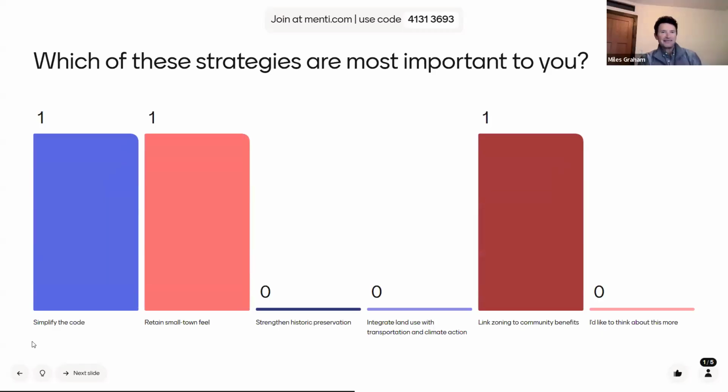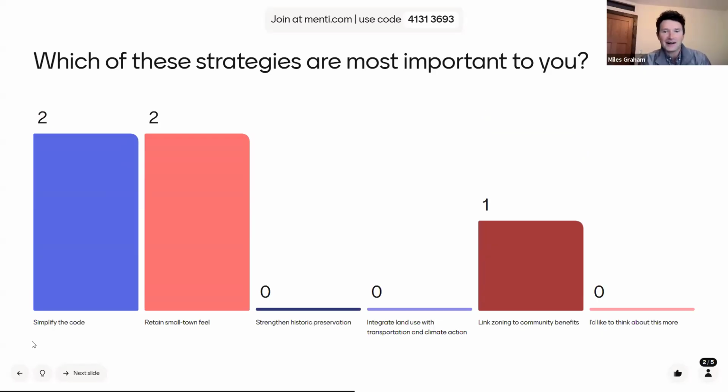And Mel, some of the early returns look like the simplification and maintaining our small town feel and linking zoning directly to community benefits are the prioritization, and retaining our character and small town feel and simplification of the code are pulling ahead.